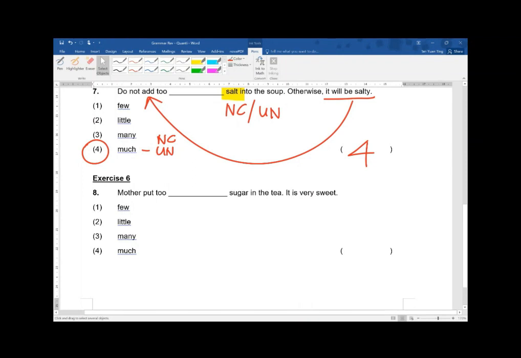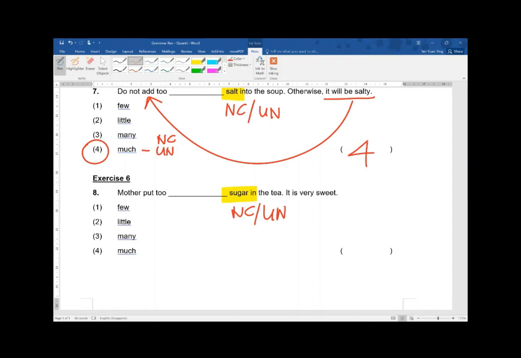Alright, and I'd like you now to turn your booklet to exercise 6 and we are going to look at question 8. Mother put too much sugar in the tea. It is very sweet. So what am I counting? I'm counting sugar. And sugar over here is a non-countable noun. I cannot count, right? 1 sugar, 2 sugar, doesn't make any sense.